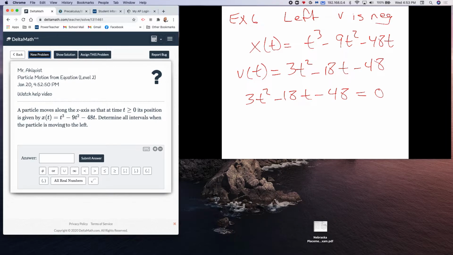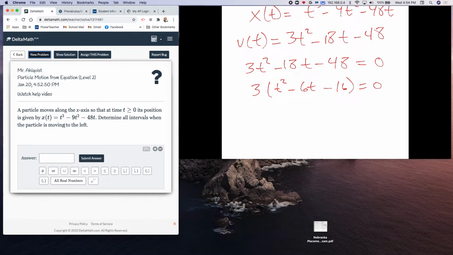And we have to do the same thing we did in the past because we have to figure out when velocity is negative. So if we factor out 3, we have t squared minus 6t minus 16 equals 0, since 48 divided by 3 is 16. If we factor that, notice the particle moves to the left when t is greater than 0. We're going to get some false information on this. Notice that we get t minus 8 times t plus 2 equals 0, so t is equal to 8 or negative 2.